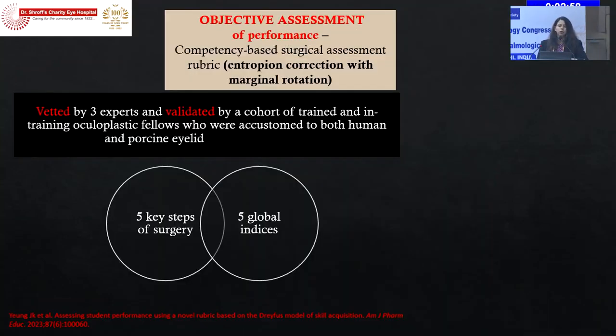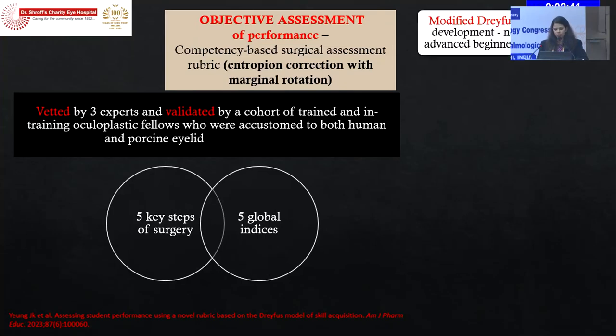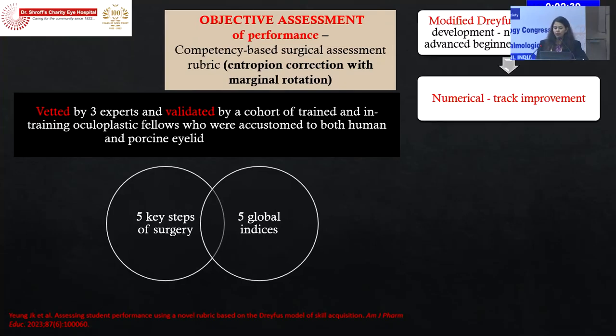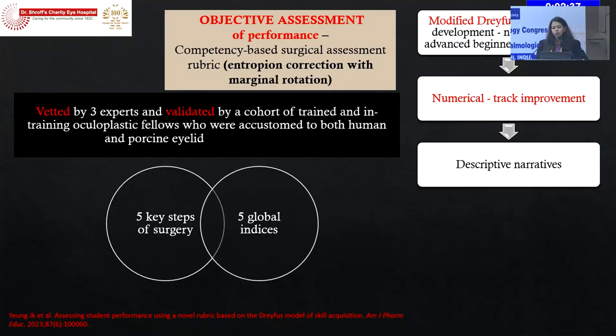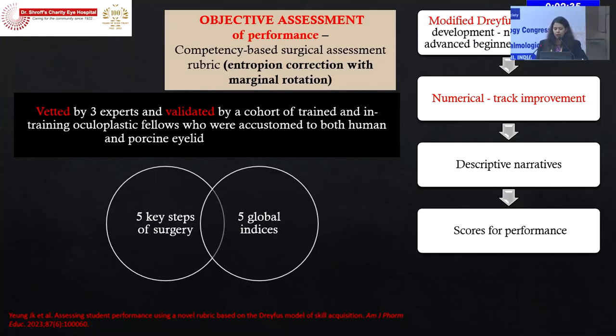For objective assessment, we developed a competency-based surgical assessment rubric specifically for entropion correction with marginal rotation, which was vetted and validated. It had 5 key steps of surgery and 5 global indices, based on the OSCAR system, which is based on the modified Reznick model, and has a numerical tracking system, descriptive narratives, and scores for performance.